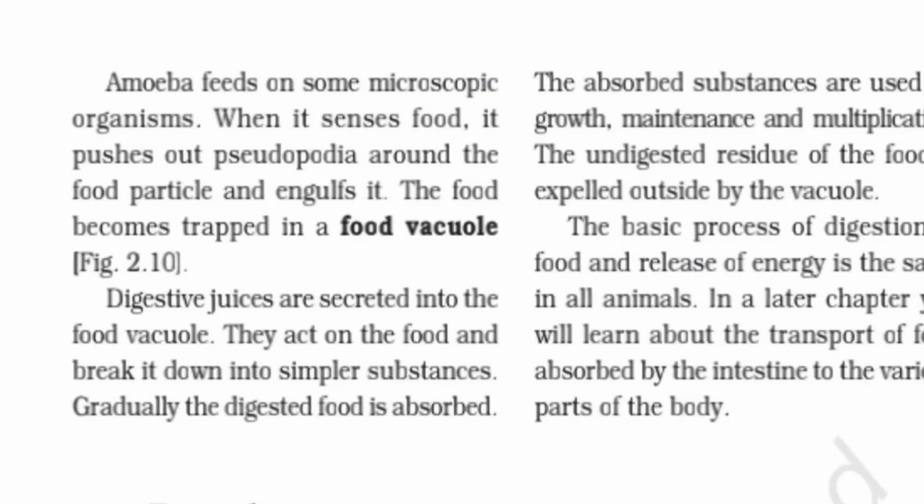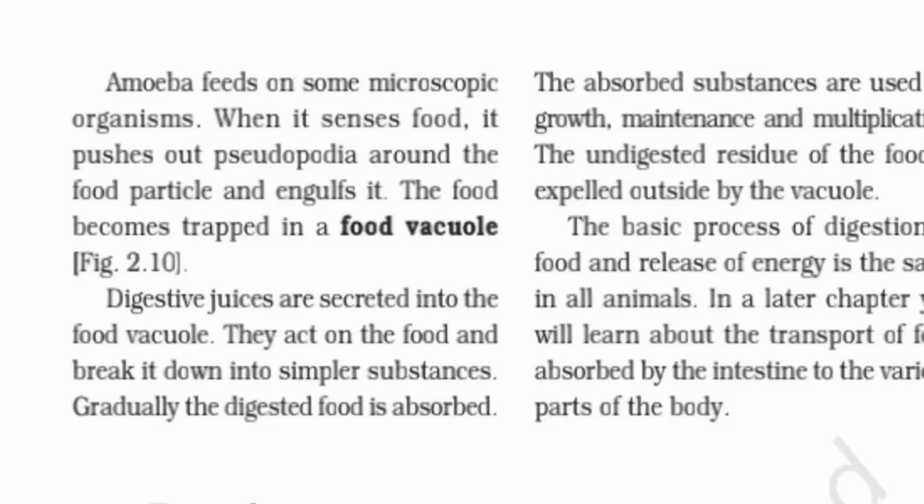Amoeba feeds on some microscopic organisms. When it senses food, it pushes out pseudopodia around the food particle and engulfs it. The food becomes trapped in a food vacuole. Digestive juices are secreted into the food vacuole. They act on the food and break it down into simpler substances. Gradually, digested food is absorbed. The absorbed substances are used for growth, maintenance, and multiplication. The undigested residue of the food is expelled outside by the vacuole. The basic process of digestion of food and release of energy is the same in all animals.